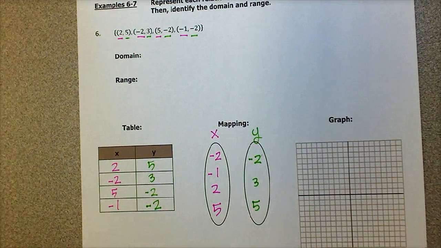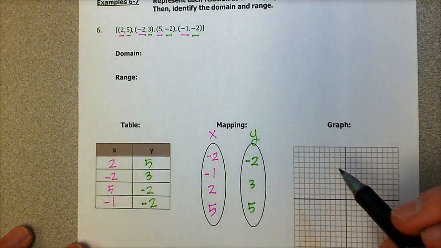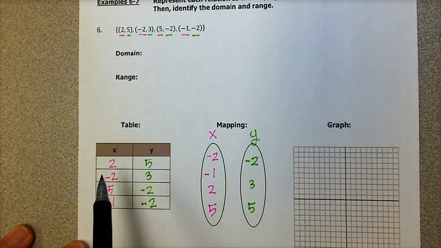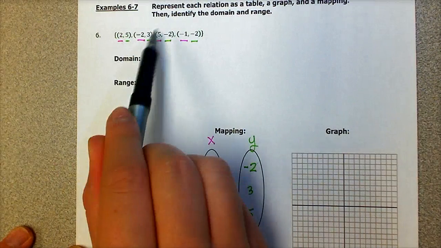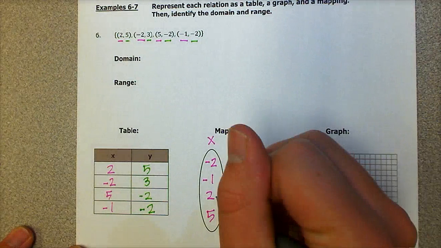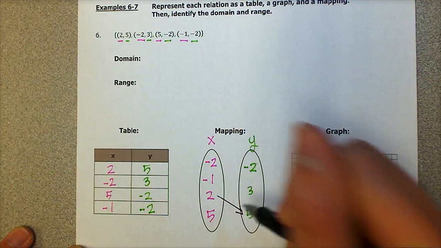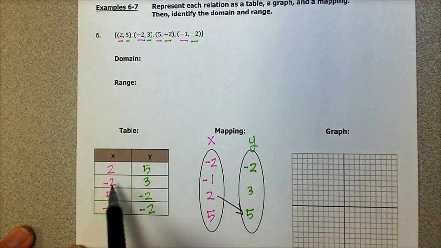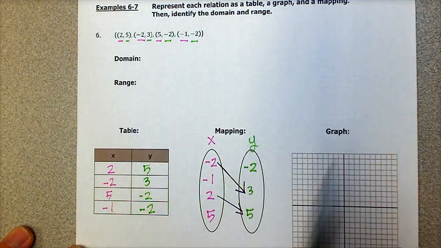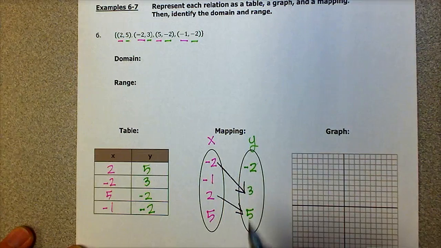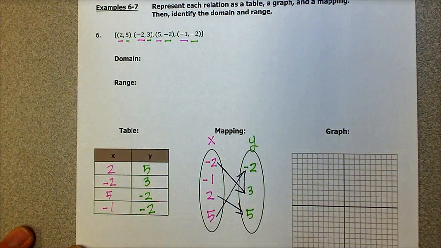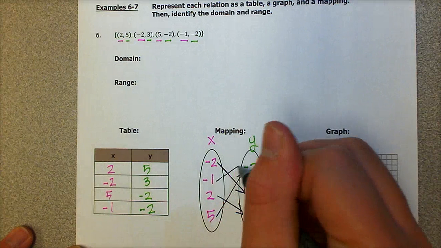Then I have a 3, and then I have a 5. So now, in order to correctly construct my mapping diagram, I'm looking at what x value pairs with each y value. And I can get that either from my original problem or from my table. Well, I see 2 pairs with 5, so I'm going to draw an arrow from positive 2 to positive 5. Negative 2 pairs with 3, so I'm drawing an arrow from negative 2 to positive 3. 5 pairs with negative 2, so an arrow from 5 to negative 2. And negative 1 also pairs with a negative 2, so an arrow goes from negative 1 to negative 2.